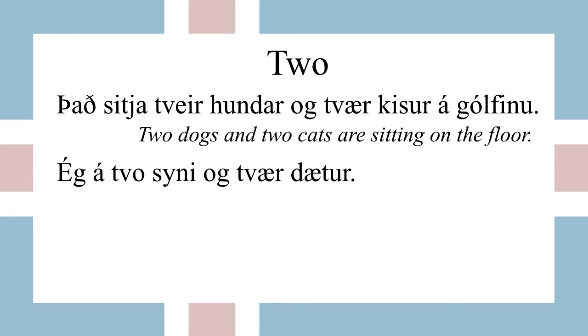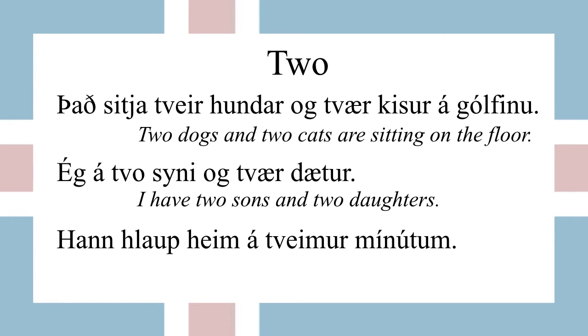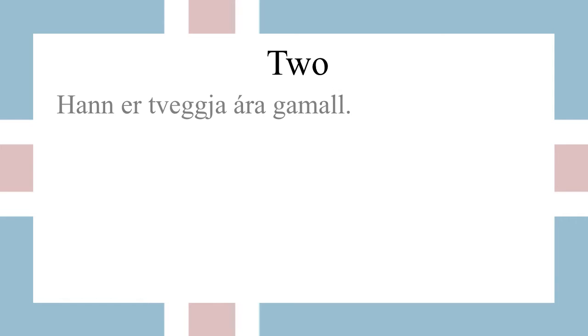Ég á tvo syni og tvær dætur. So now we're talking about the accusative form. This means I have 2 sons and 2 daughters. So you can see the accusative form of tveir in action. And hann hljóp heim á tveimur mínútum means he ran home in 2 minutes. This is the dative form of tveir. And then a real quick genitive form we're going to use with age. Hann er tveggja ára gamall means he is 2 years old.